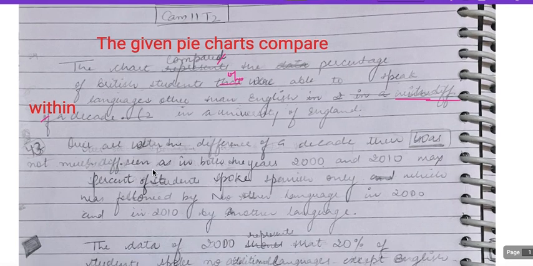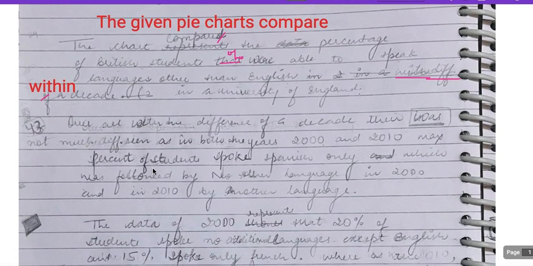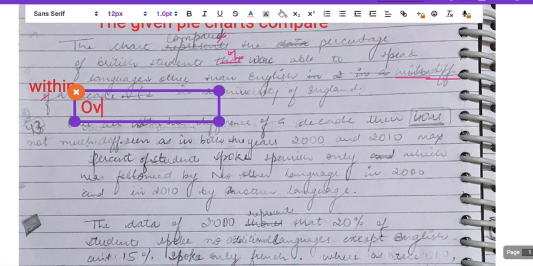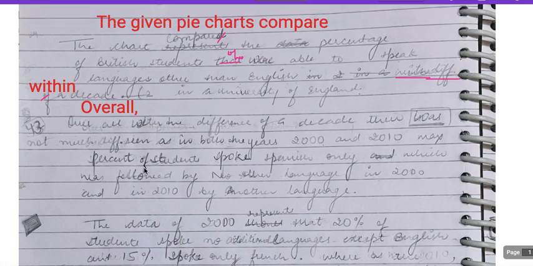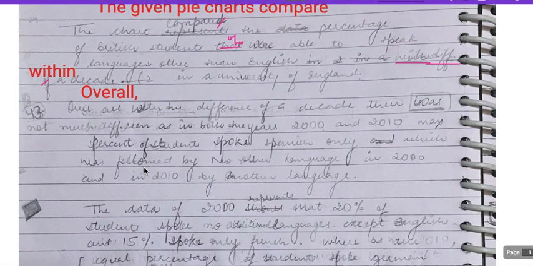Okay, in a University of England. Okay. Overall is going to be a single word. Do not make two separate words and put a comma after overall. With the difference of a decade, there was not much difference. Difference is coming a lot, no? And you have also written it in a short form. There was not much difference seen in both the years 2000 and 2010.